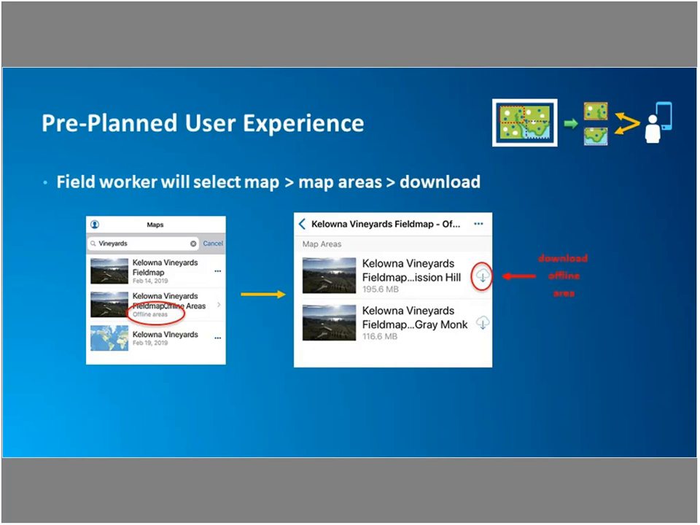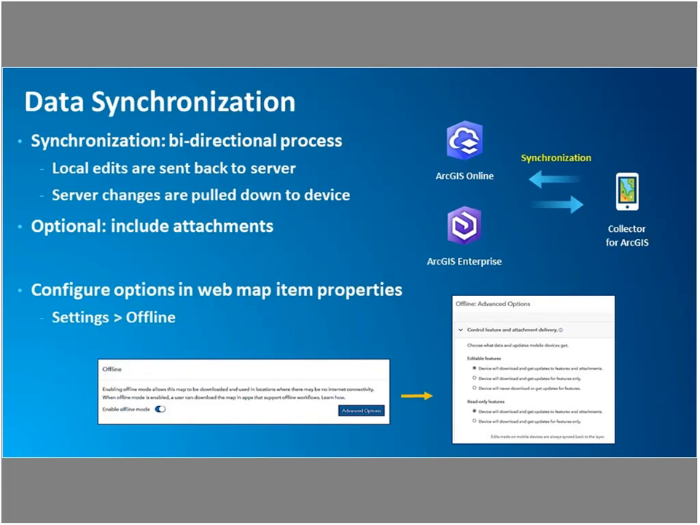Just a second to talk about data synchronization. It is bidirectional, so you're not only editing and sending those back to the server, but the server changes are being pulled down to the device. There are settings for this, for the web map that you can set, and also on the device as well. This is something we'll go through in the demo so that you know how to make sure that you're providing the latest versions of the data set to your end users.